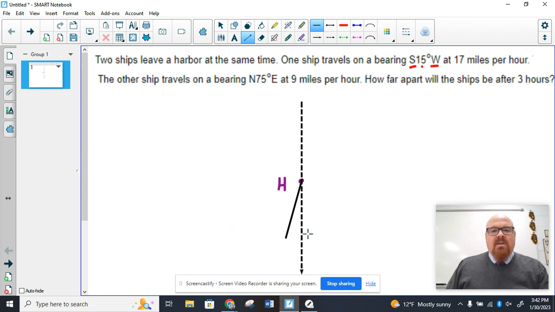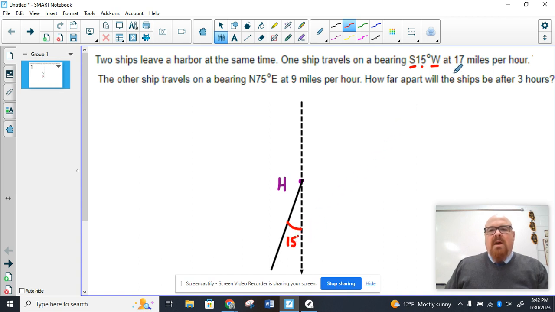So this is the direction of the boat, the angle that I form with this line and due south. So I'm forming an angle with south, swinging to the west 15 degrees. This is probably a little bit bigger than 15 degrees, but I don't want my drawing to look too complicated. So that's a 15-degree angle right there. Okay. It's traveling at 17 miles per hour.